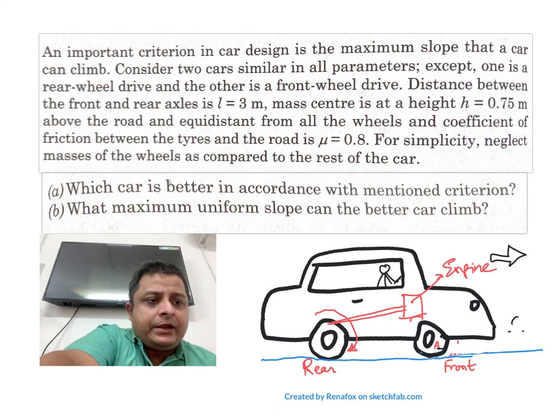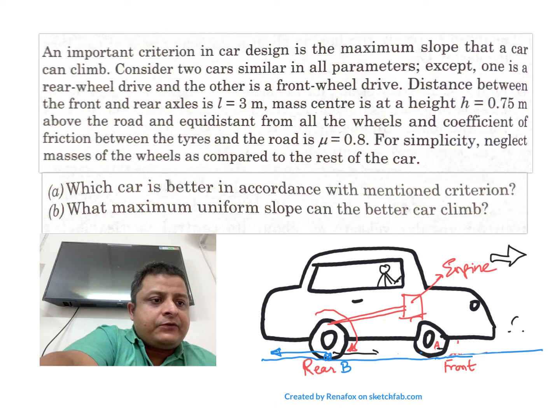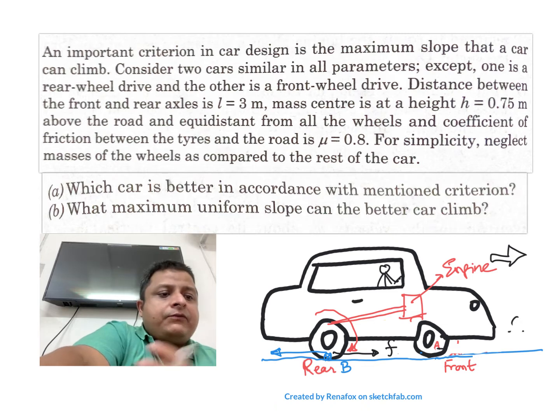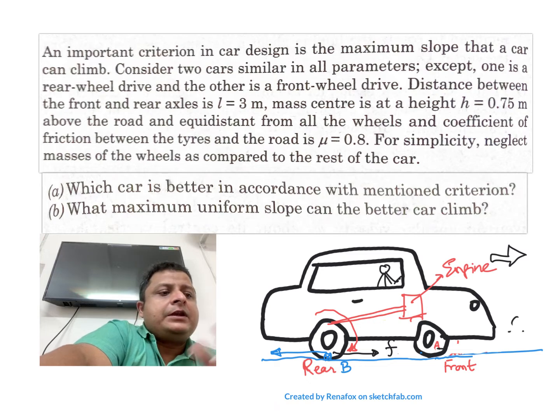And in the same way, consider the point B. The point B is the point on the rear wheel in contact with ground that is tending to move to the left. That means friction on the rear wheel is to the right. Friction F on the rear wheel is in the forward direction, and this friction F makes the car move, right?